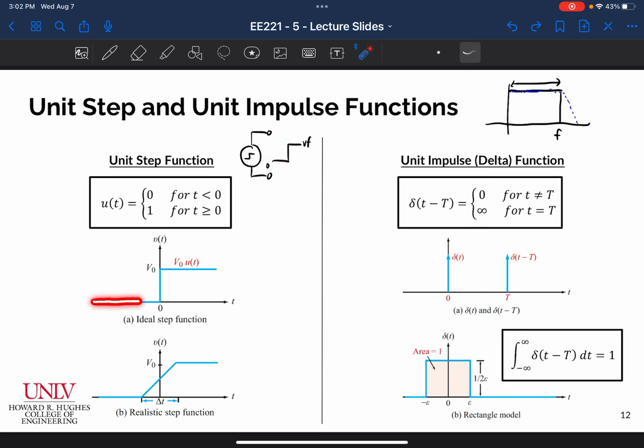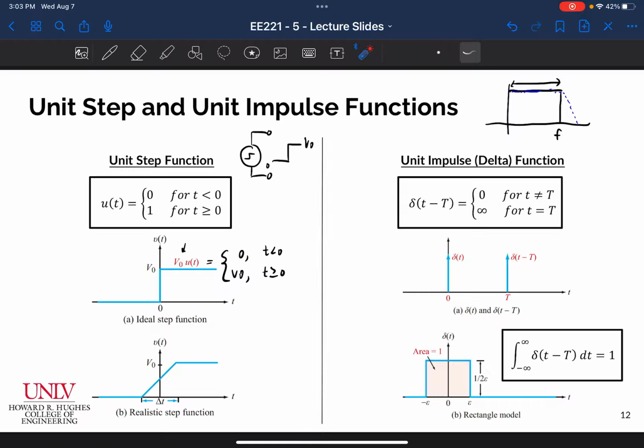Well, that's the ideal step function here. Imagine we take that U of t and scale it by some value V0. Then we get a unit step function scaled by V0, which means this signal would be equal to 0 for t less than 0, but equal to V0 for t greater than or equal to 0.